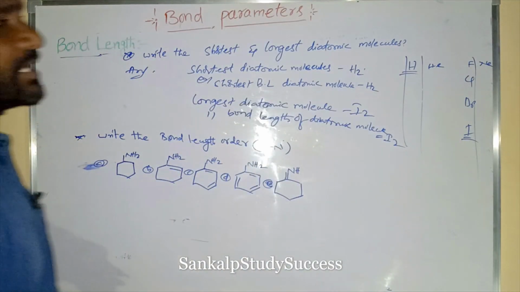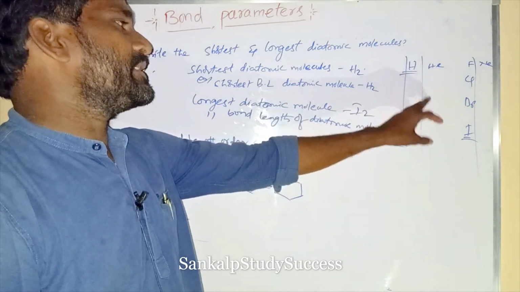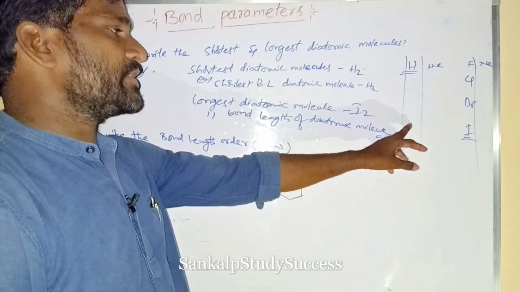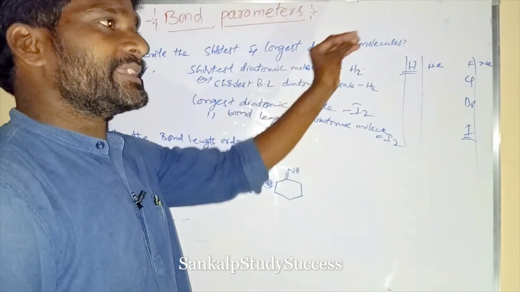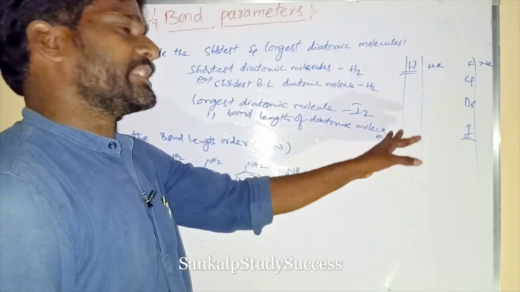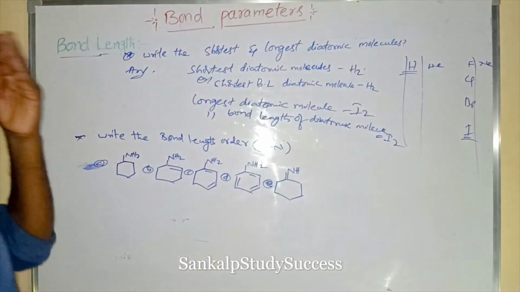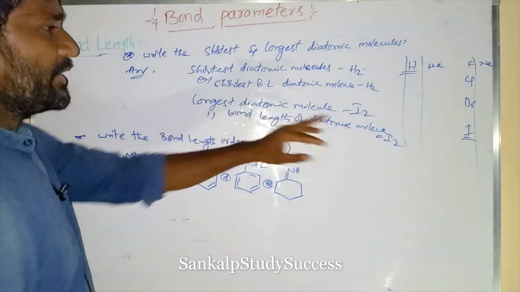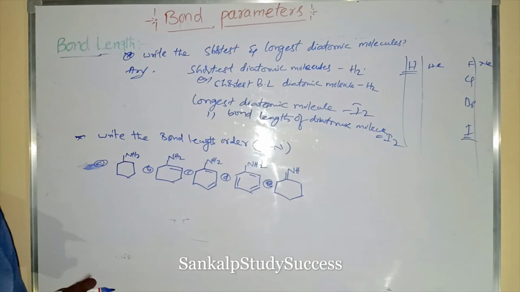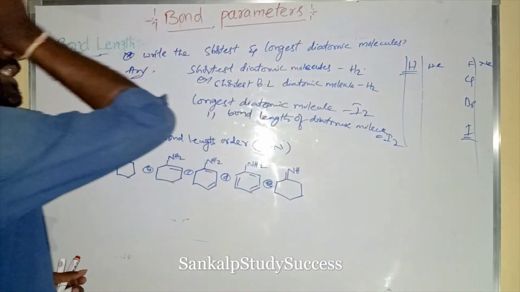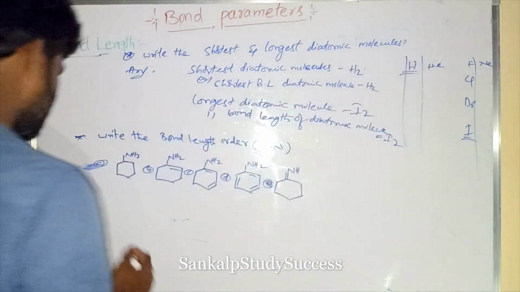So in the first group: hydrogen, lithium, sodium, potassium, rubidium, cesium, francium. Francium is a radioactive element, so leave it. Cesium's atomic size is also very high, but it forms ionic compounds, not covalent compounds. But I2 is a covalent compound. So the longest diatomic molecule is iodine, the shortest is hydrogen, and both are covalent bonds.